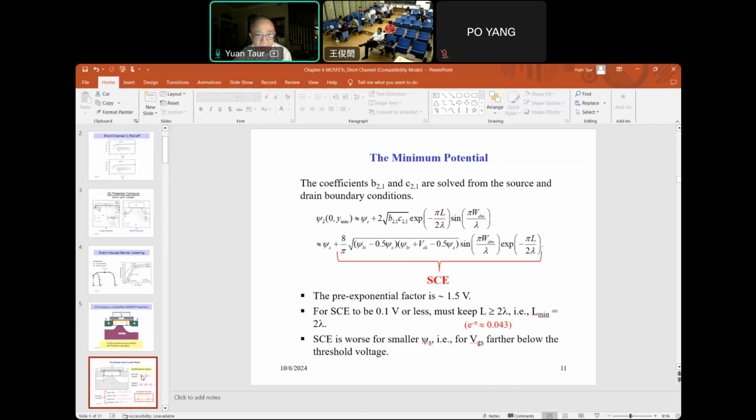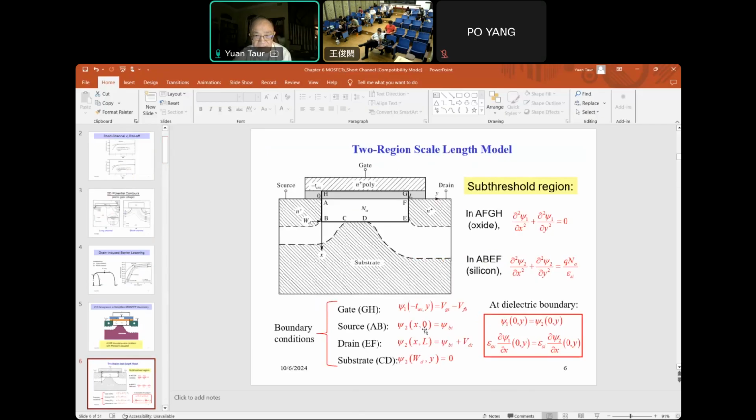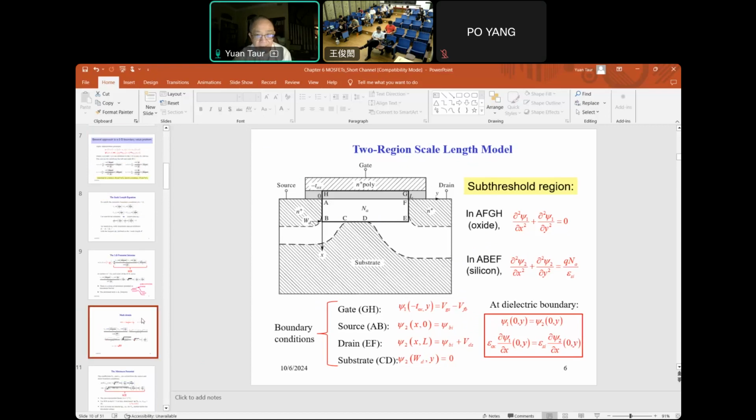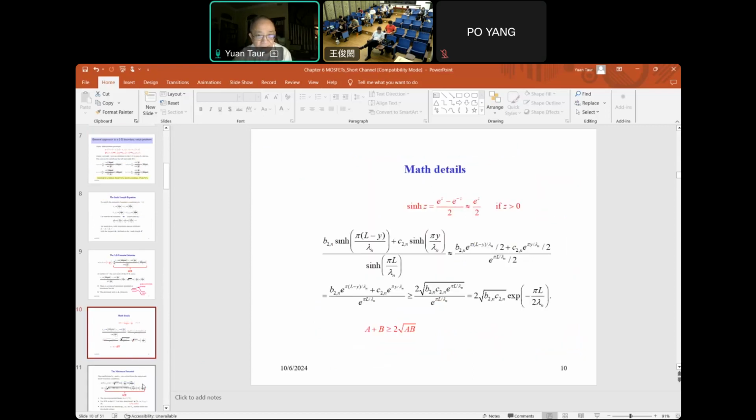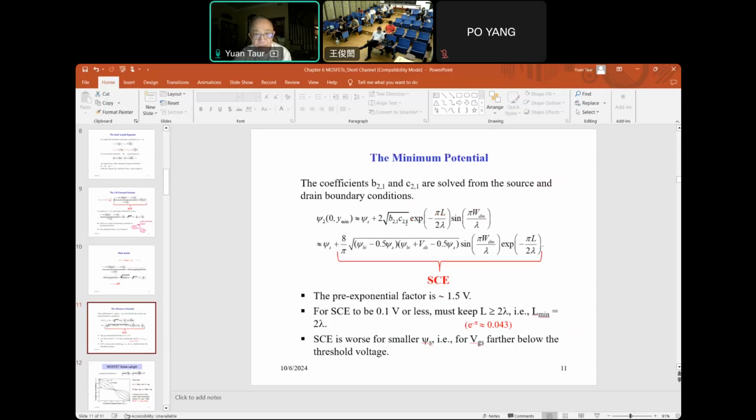And then B and C are solved from the more detailed boundary conditions, by requiring psi 2 to satisfy the source boundary condition when y equals 0, and the drain boundary condition when y equals L. So with that, you can express the square root of B times C in this form, with 8 over pi here. All the rest are the same. So this model gives this second term as the short channel effect.